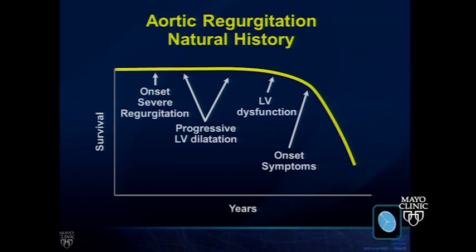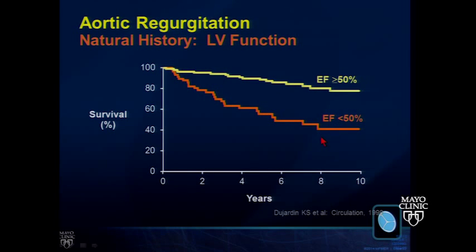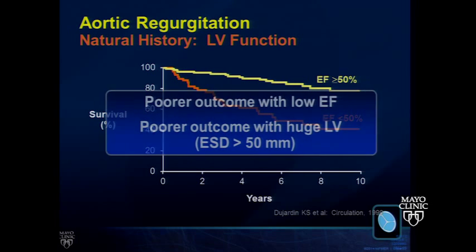Now, as with mitral regurgitation, same type of scenario. Onset of severe AR, progressive LV dilatation. At some point in time, you'll get left ventricular dysfunction, and then you'll get the onset of symptoms. But the decrease in ejection fraction in aortic regurgitation is different from mitral regurgitation. Because of the increased afterload, increased preload, if your ejection fraction is less than 50%, your prognosis goes down. But if it's greater than 50%, you can still say you have normal systolic function. And remember, that's opposed to mitral regurgitation.